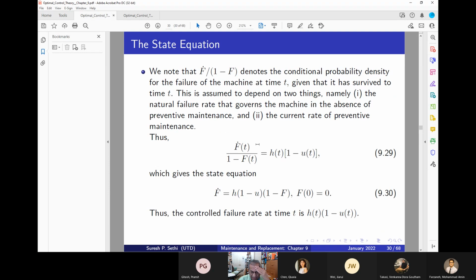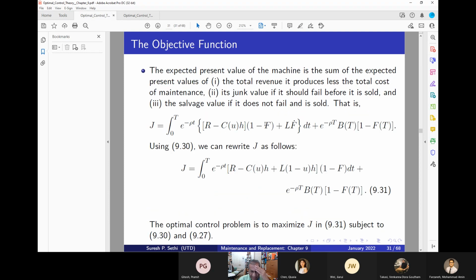The reason is that when I solve this problem, let's get to this first. The expected present value of the machine has two terms. One is the total revenue it produces less the total cost of maintenance. This is the total revenue it produces at any time t, that's the rate, and that's the cost of maintenance. And this is incurred as long as the machine is functioning, so I multiply by 1 minus f, and that gives me the expected value of this term.